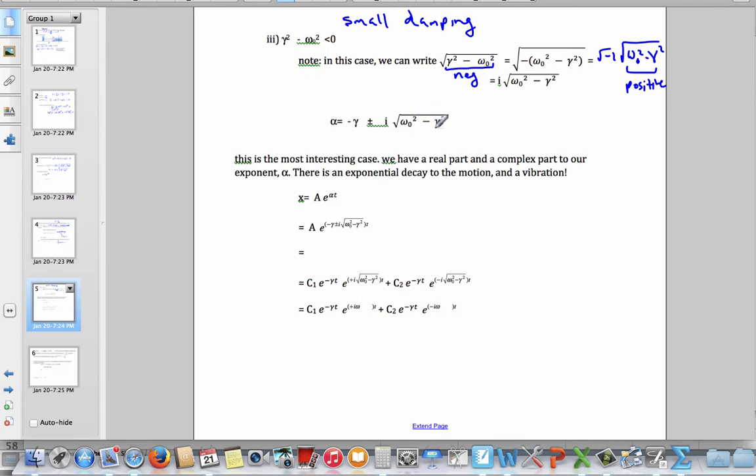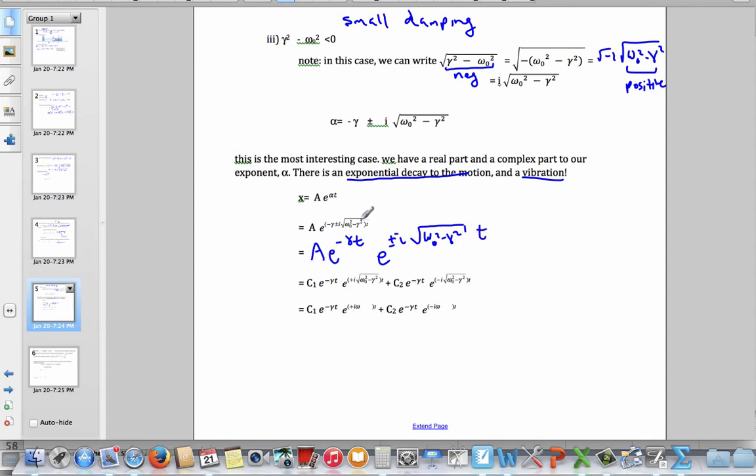Now, the reason this is interesting is that we get two parts to this function that are multiplied together. We have a real part, which is exponential decay, and that comes from this part of the alpha. And then we have a vibration, which comes from this. That's the complex part. So if we split that up a little bit, we could use the law of exponents, right? This is a e to the minus gamma t, and then a e to the plus or minus I times that radical, omega naught squared minus gamma squared, t.